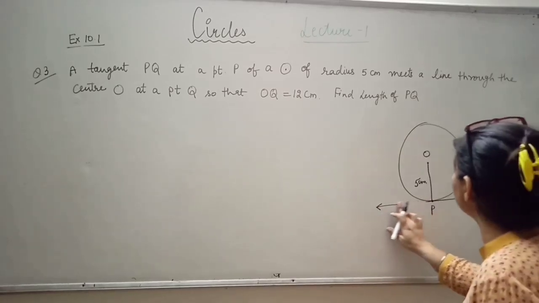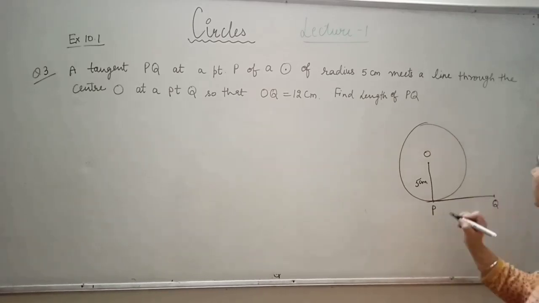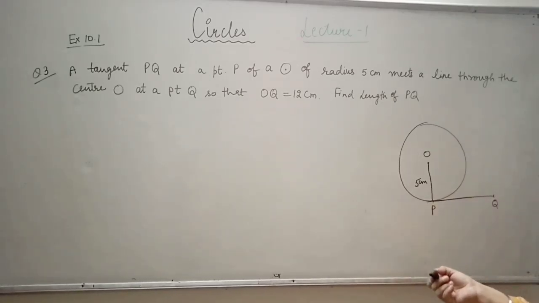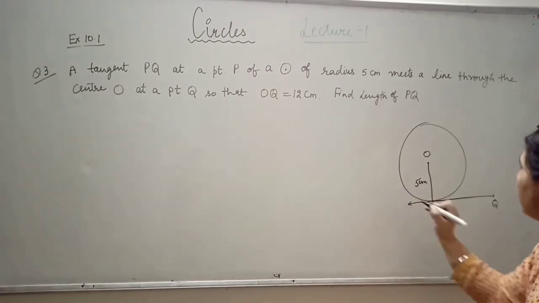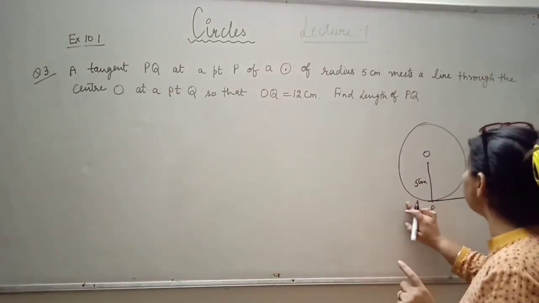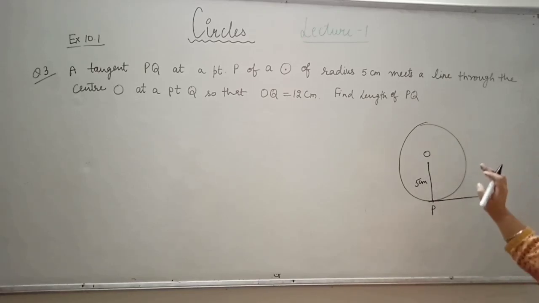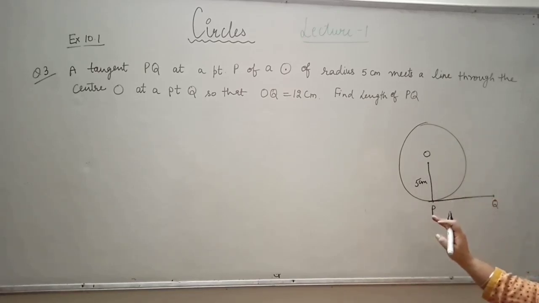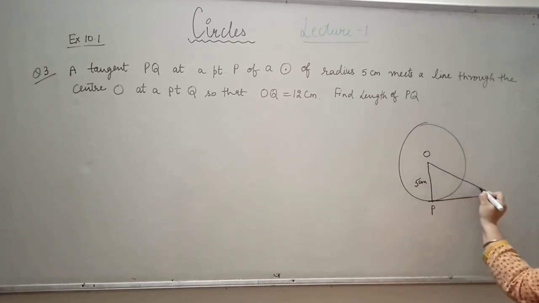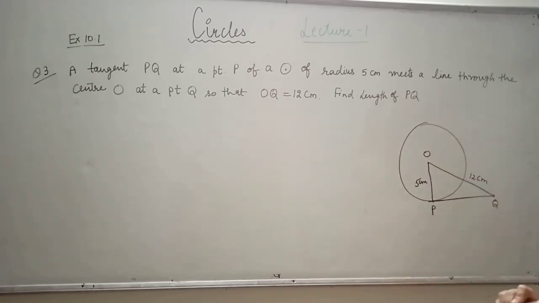PQ is the tangent. It means no need to draw this. PQ is the tangent. This P to Q. Okay. If you take it, then also there is no problem. You can take. But as it is given that you are to take only PQ, that's why I have removed it. 5 centimeter, this is the radius, meets a line through the center O, okay, at point Q, so that OQ is given 12 centimeter. Okay. Find the length of PQ.